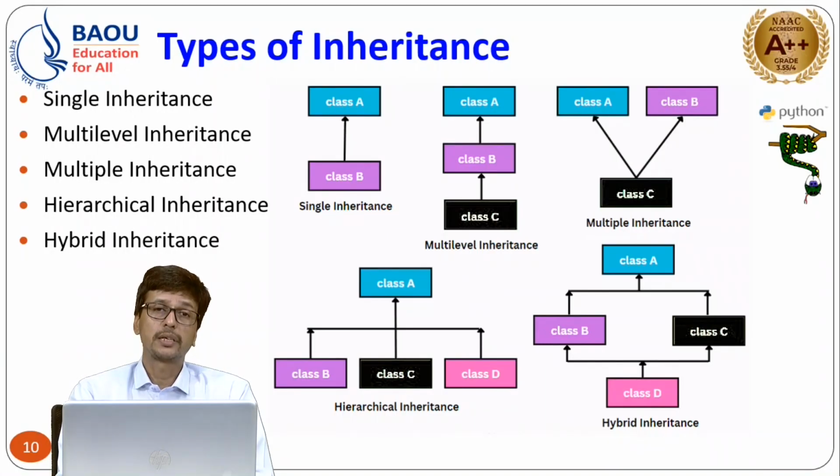You can say that in the single inheritance we are deriving only one class, that is the one child class, but here multiple child classes are there. So you can say that this is the hierarchical inheritance.